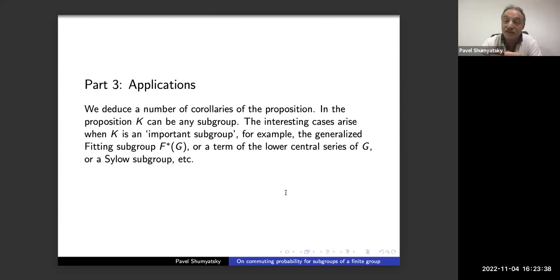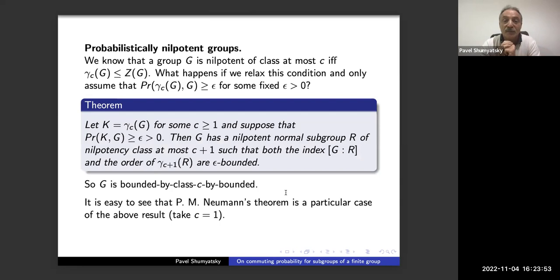And interesting cases happen when K is some kind of important subgroup, like, for example, a verbal subgroup or Sylow subgroup of G and so on. So we'll talk a little about probabilistically nilpotent groups.